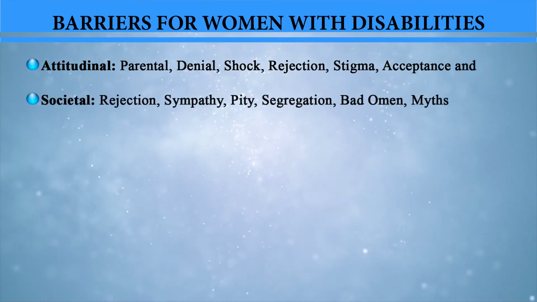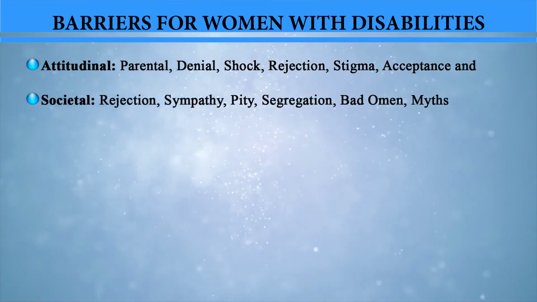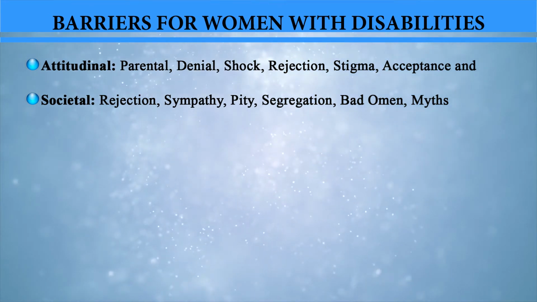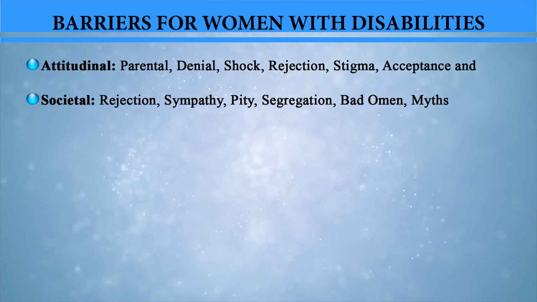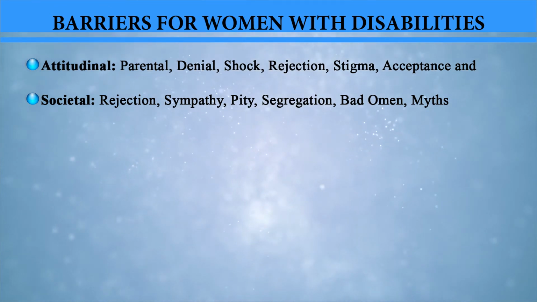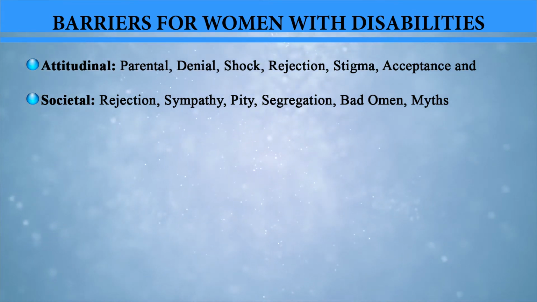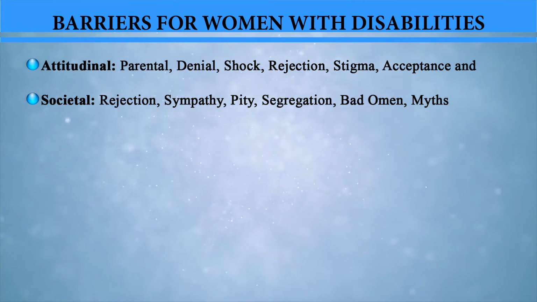Then what kind of barriers are there in society? In society they feel rejection, or some people also show sympathy, pity, segregation, bad omen, and there are several myths related to disabilities in society.